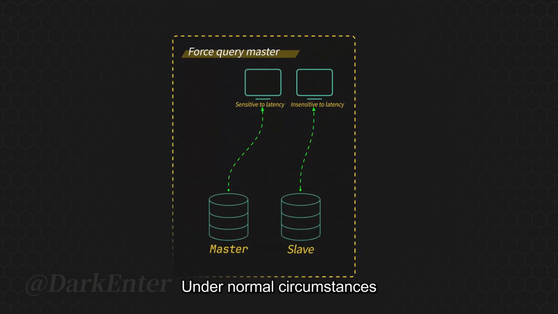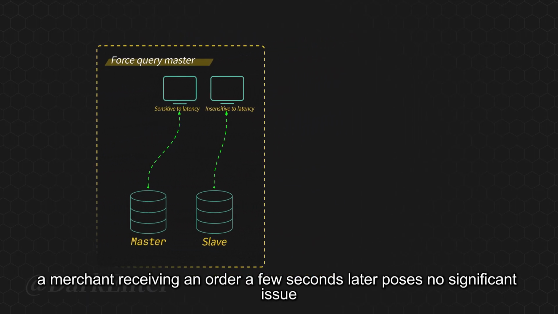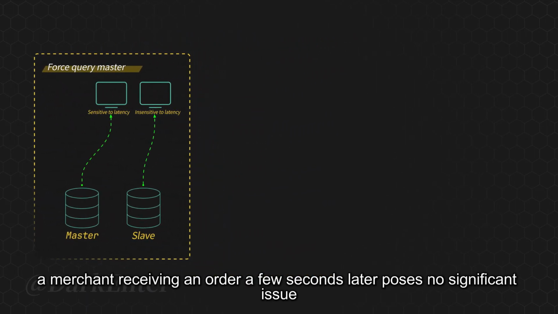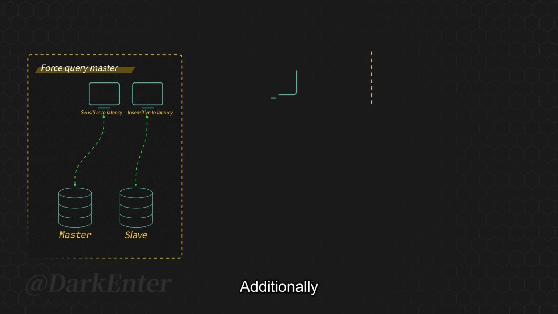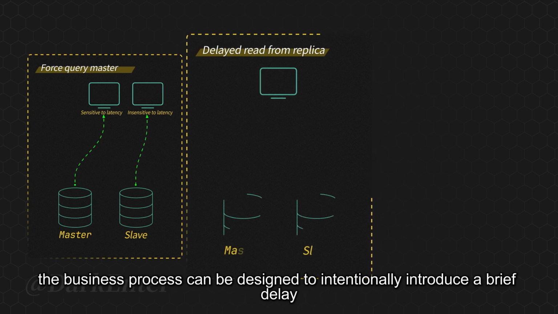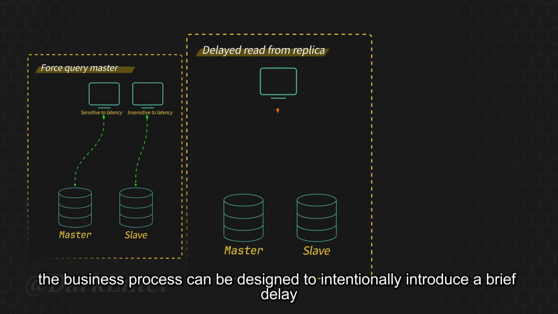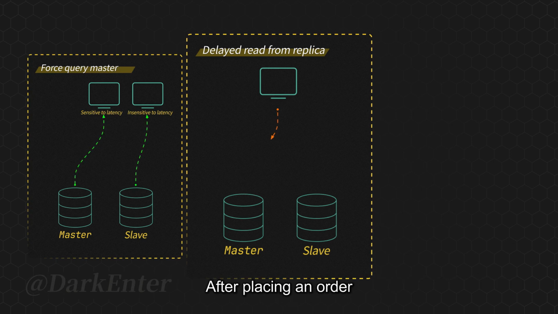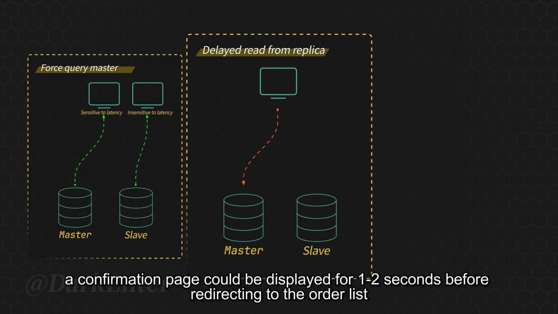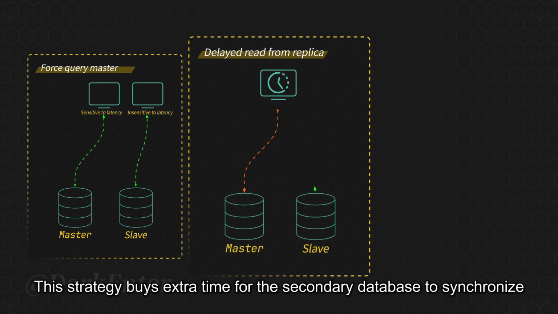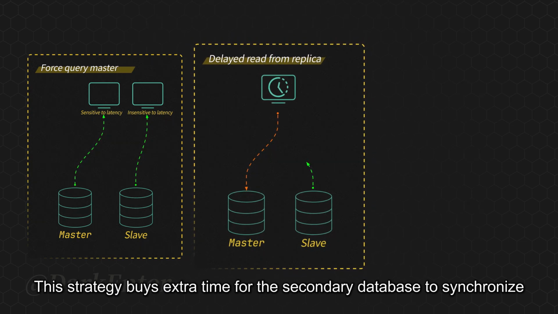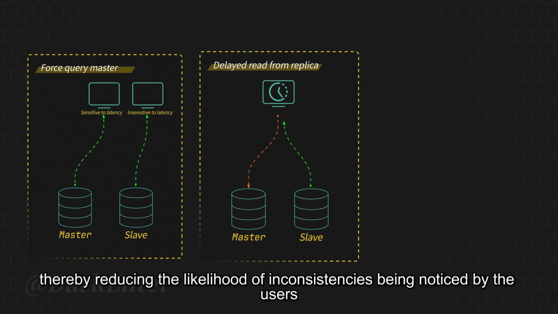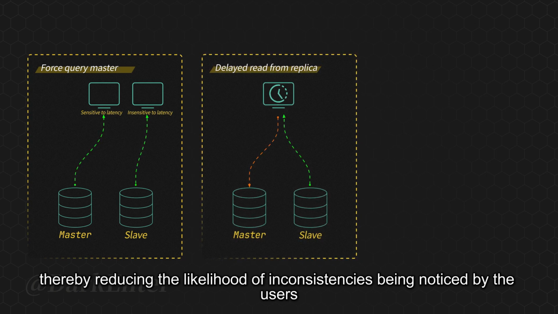Under normal circumstances, a merchant receiving an order a few seconds later poses no significant issue. Additionally, the business process can be designed to intentionally introduce a brief delay. After placing an order, for example, a confirmation page could be displayed for 1 to 2 seconds before redirecting to the order list. This strategy buys extra time for the secondary database to synchronize, thereby reducing the likelihood of inconsistencies being noticed by the users.